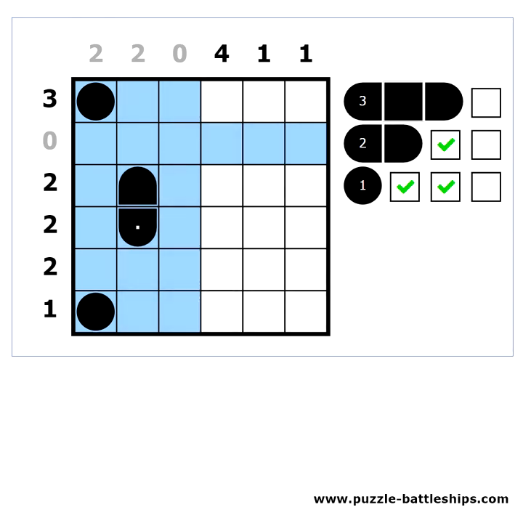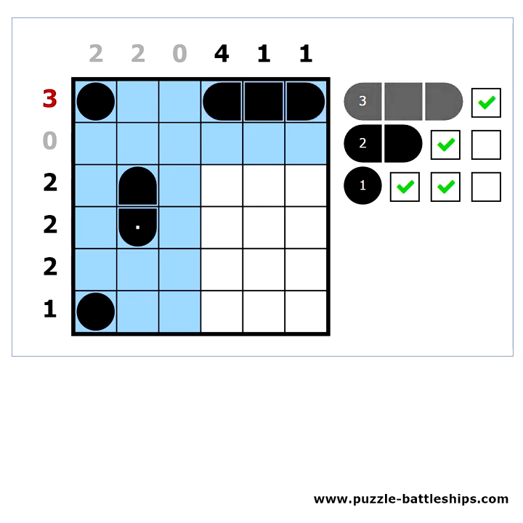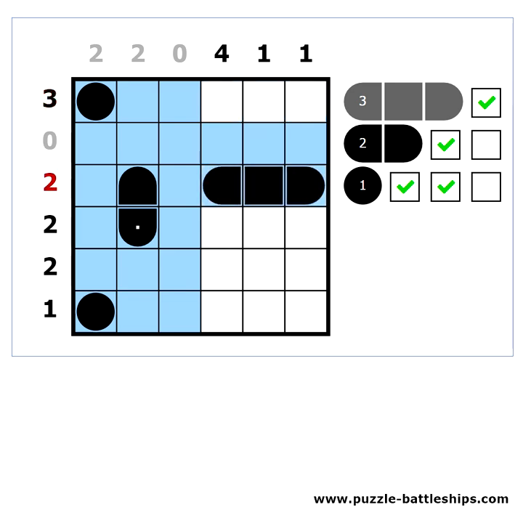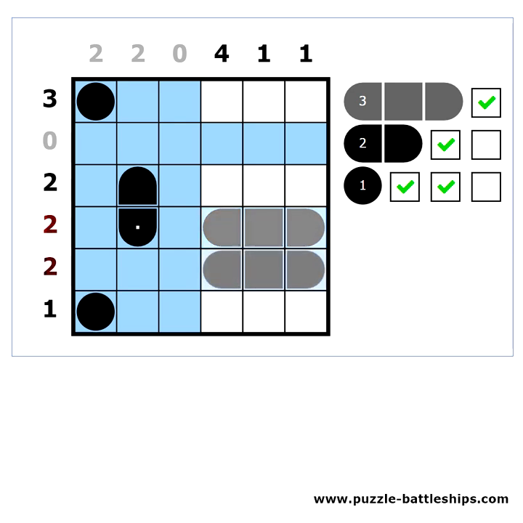A good strategy is to try and fit the largest ship somewhere on the grid. In our case it is three cells long. If we try and place it horizontally on the first row, the total number of black cells on the row will be 4, and it must be 3. Similarly, placing it horizontally on any other row we would exceed the restrictions.